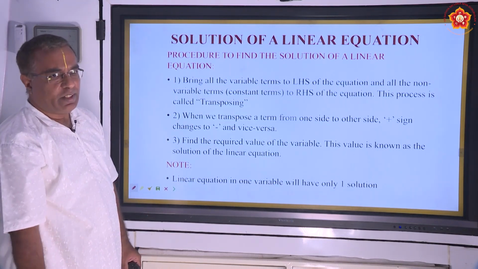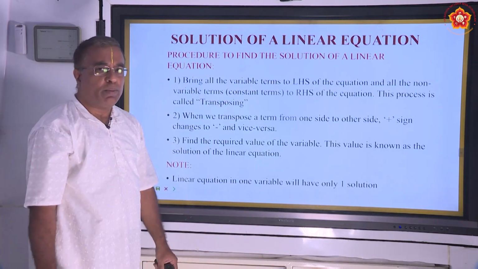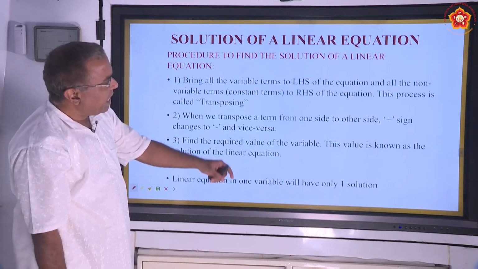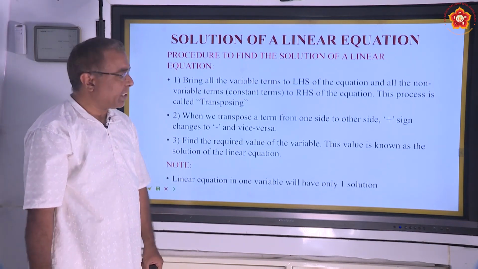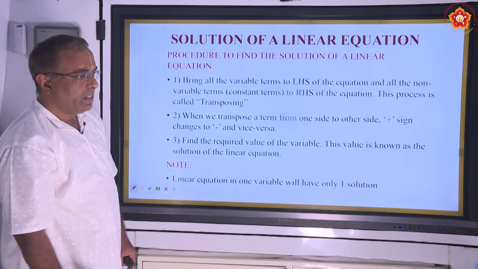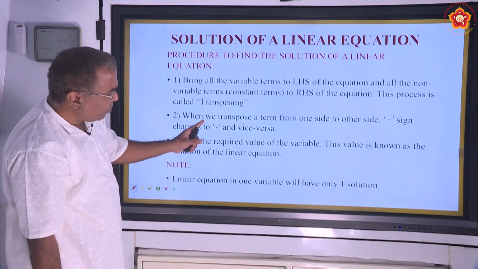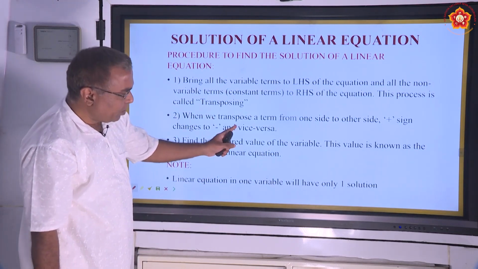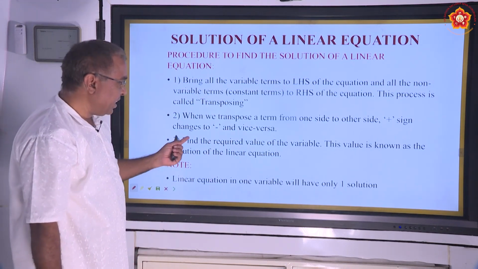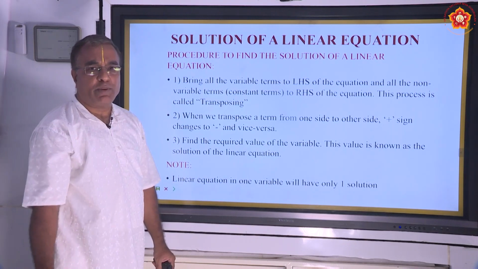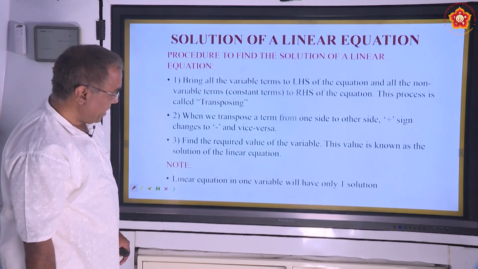Whenever an equation is given, what we need to do is bring all the variable terms, that is, terms containing the variable, to the left hand side of the equation, and all the non-variable terms, which we call constants, to the right hand side of the equation. This process we call transposing, and whenever a term goes from one side to the other side, what happens? Plus sign changes to negative and vice versa. Vice versa means negative sign changes to positive sign. This also you must bear in mind.